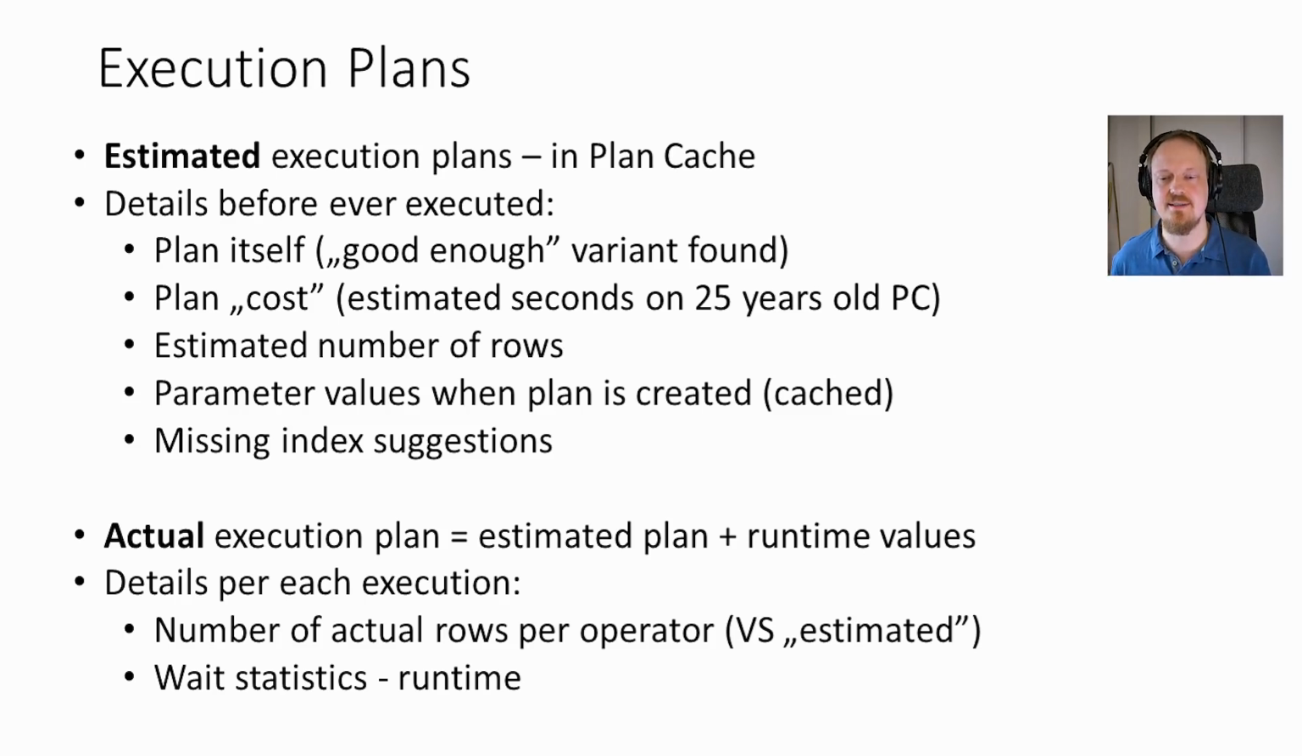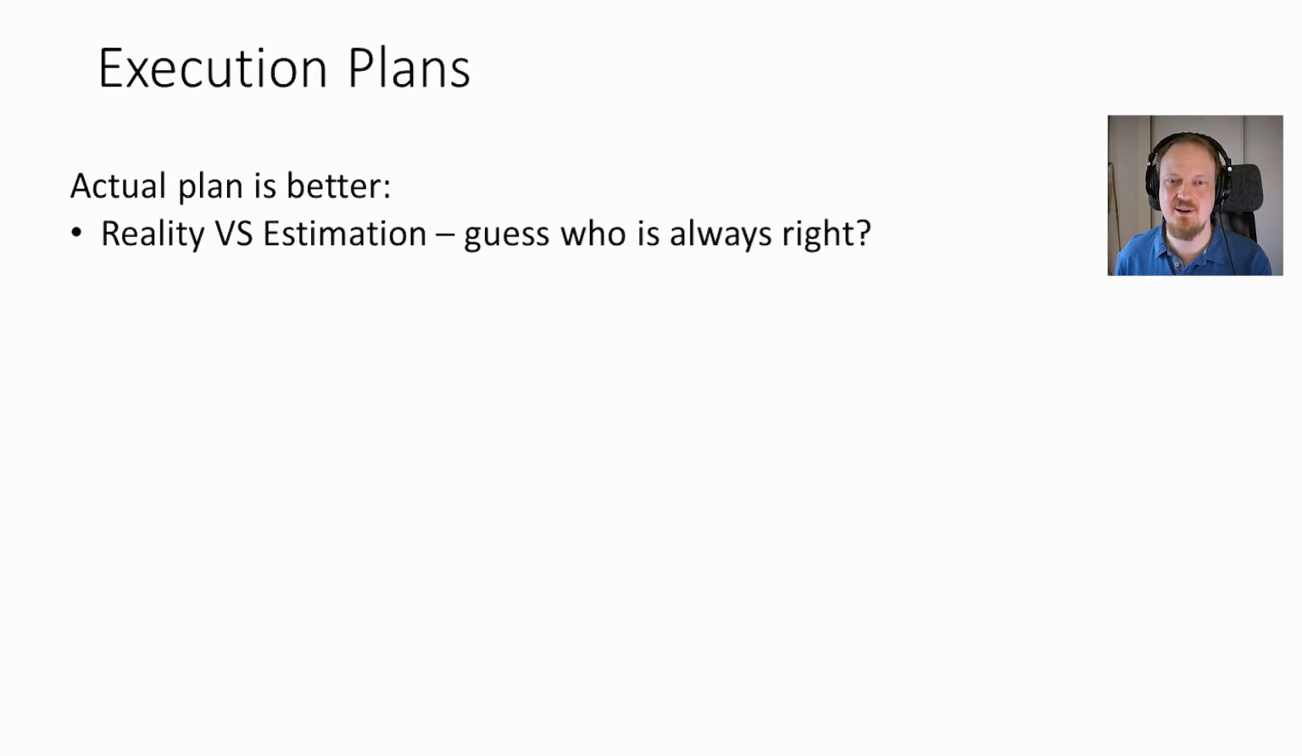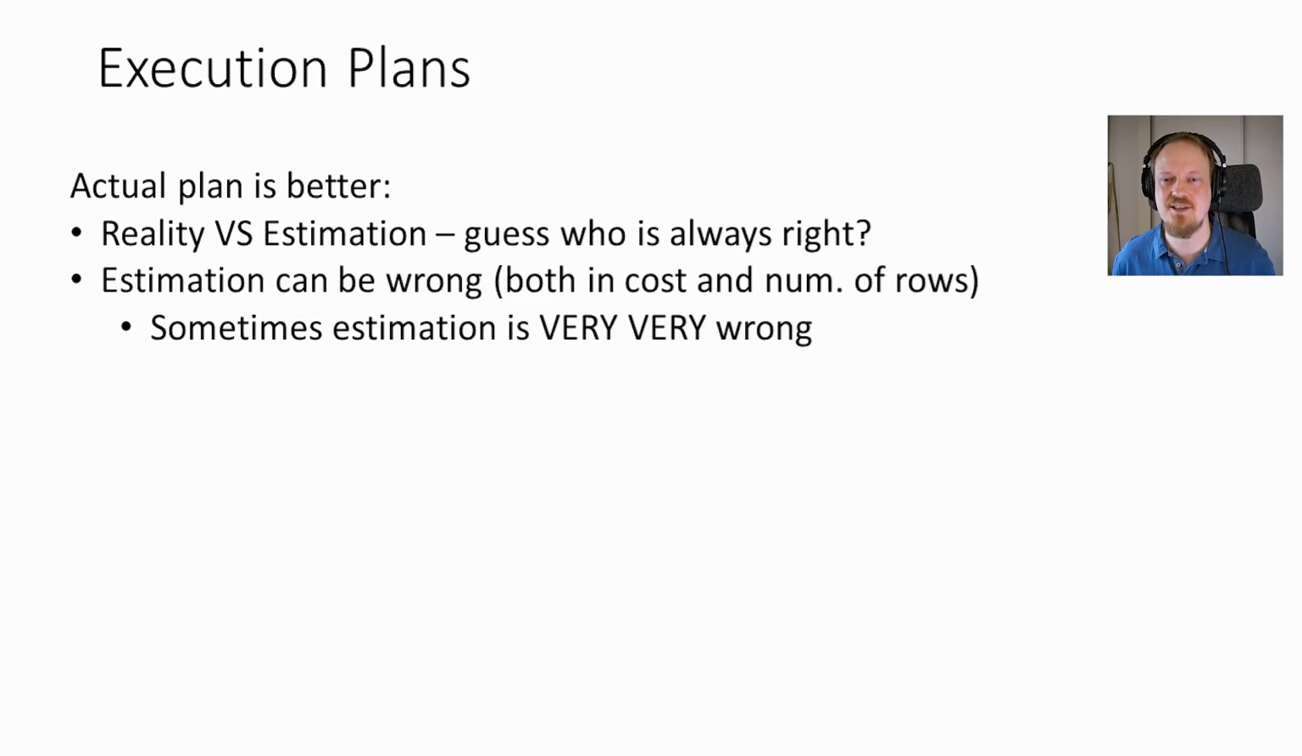You also see wait statistics, how much the query waited for some resource: disk, memory grant, lock, anything like that. So actual plan is better. Why is it better? We just said, but something else. Reality versus estimation, who is right? I mean, reality is always right. Estimation is just estimation. You can make very good estimations, but sometimes they are wrong. So sometimes they are very, very wrong, and then you have issues. Usually they are right.